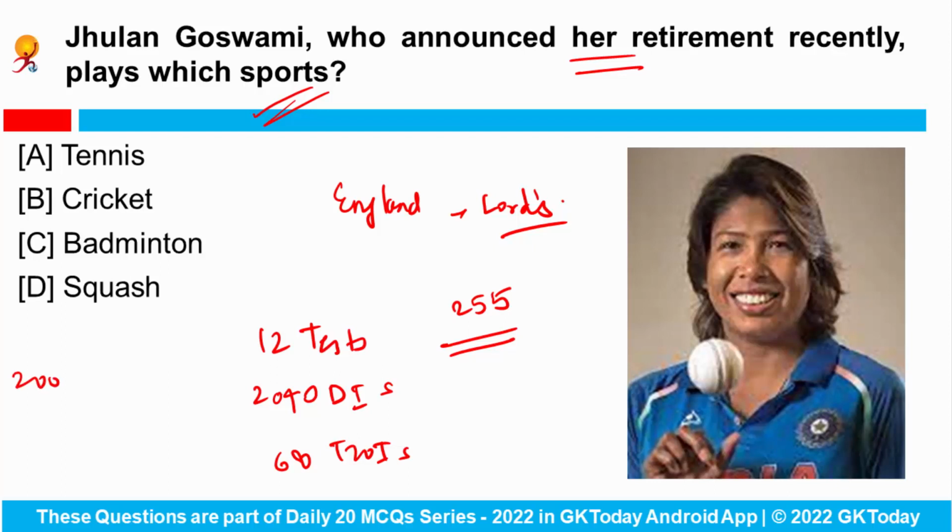In the year 2007, Jhulan Goswami became the first female Indian cricketer to be named the ICC Women's Cricketer of the Year, and she received the prestigious Arjuna Award in the year 2010. So these are some of her achievements. So Jhulan Goswami was in the news because recently she announced her retirement and she is from the sport cricket. So these are the most important current affairs and the news from today.